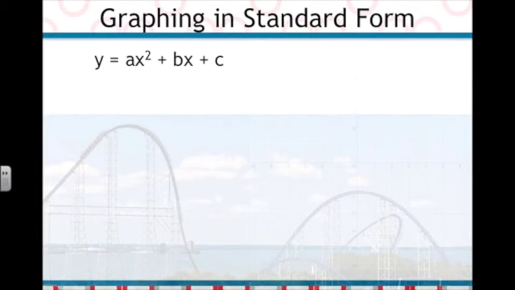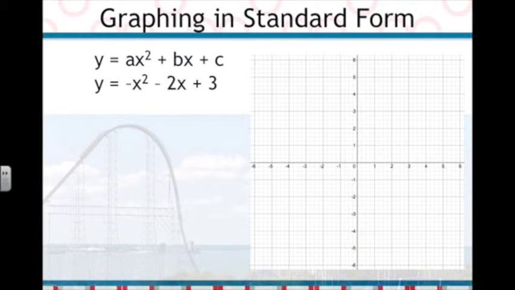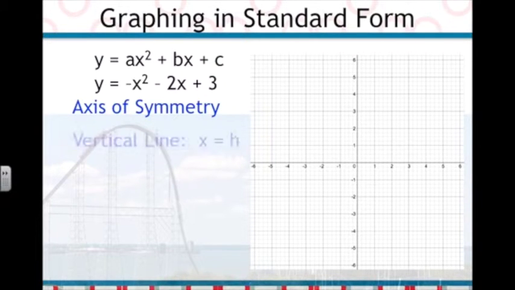The first feature of the equation y equals negative x squared minus 2x plus 3 that we're going to find is the axis of symmetry. The axis of symmetry is a vertical line that will go through the vertex in the middle of the parabola. Since it's a vertical line, the equation is x equals some value h, and h is negative b over 2a. If you have trouble remembering this, think of the quadratic formula without the square root part in the numerator.